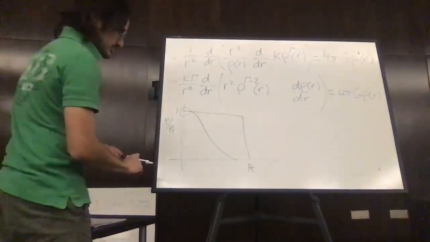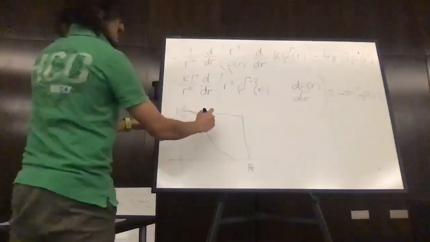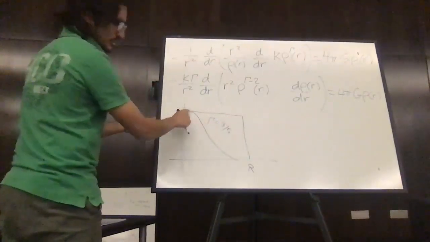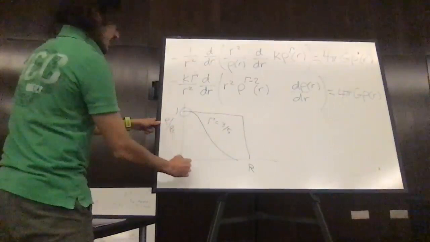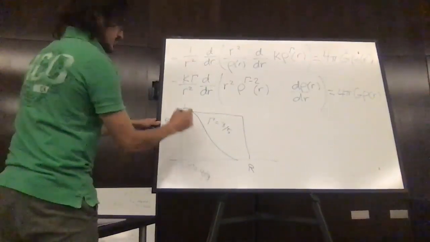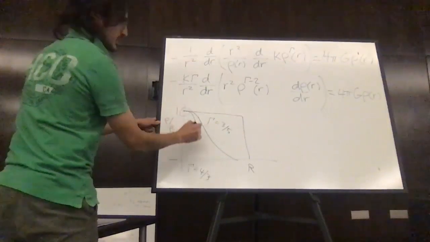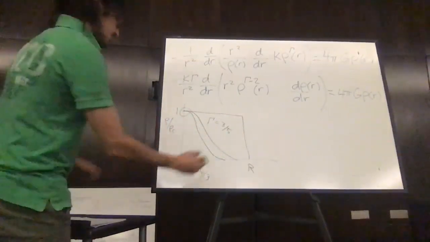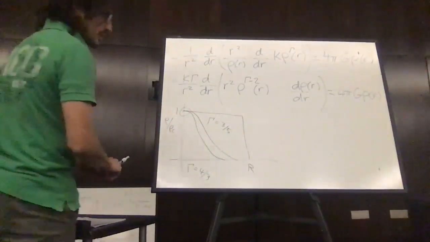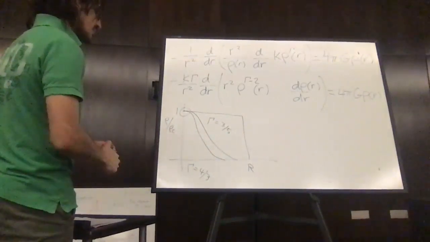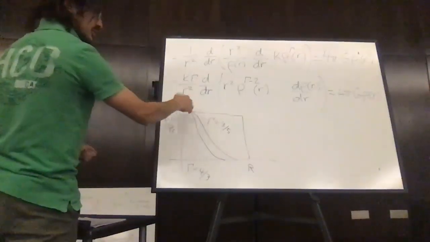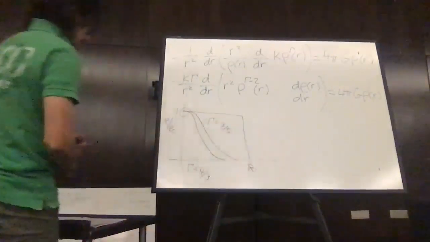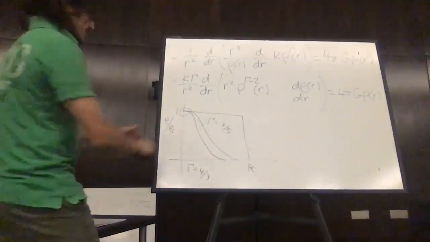And then we'll see that for gamma equals 3/5, it looks a little bit like this. And then for gamma equals 4/3, it's going to look more like this. And well, we'll see. This is part of the homework problem. But as this gamma increases, you're going to have more of the matter close to the center and less farther away. Okay.